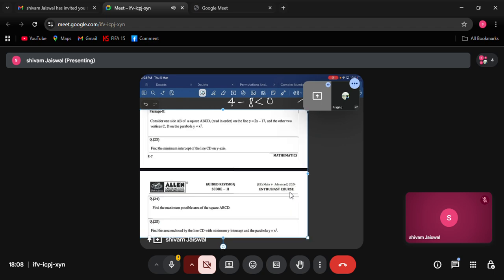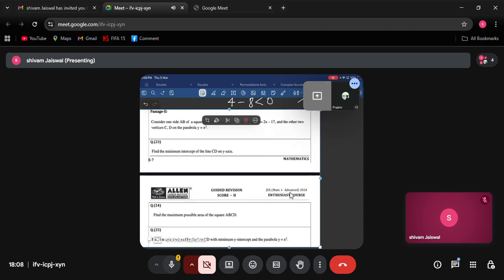Okay, let us start. Side AB of a square ABCD is given. Good question. So start, tell me.